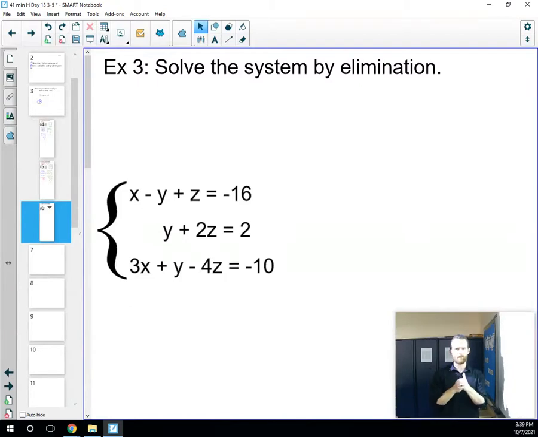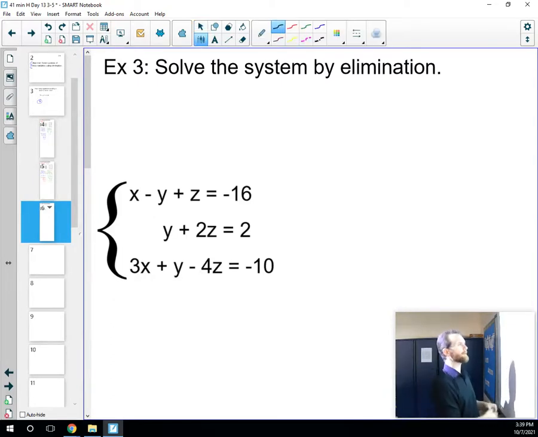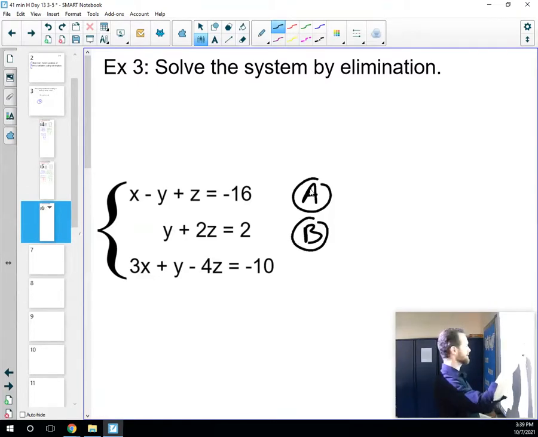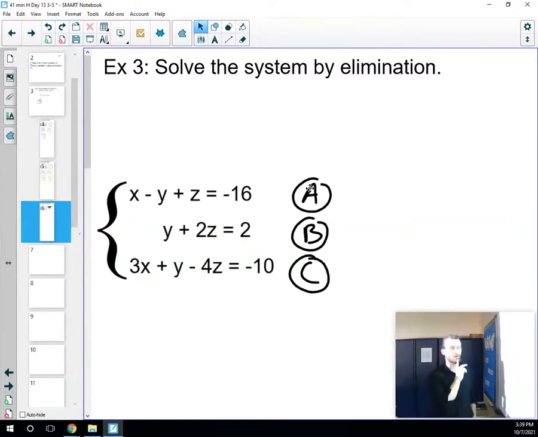What makes this one different is they don't all have 3 variables. The middle equation, which would be B, let me label them, B only has y and z. It's missing x. Now we can actually use that to our advantage here. So we've got a few options. And remember, the first question we have to ask ourselves is, what variable do we want to eliminate first? Because you could start with any variable. You could eliminate x, y, or z. It doesn't make a difference.